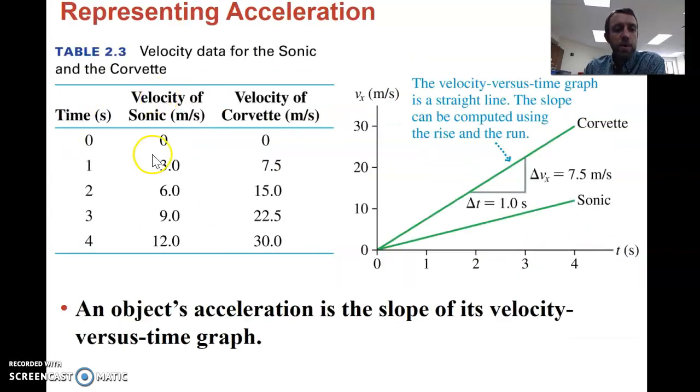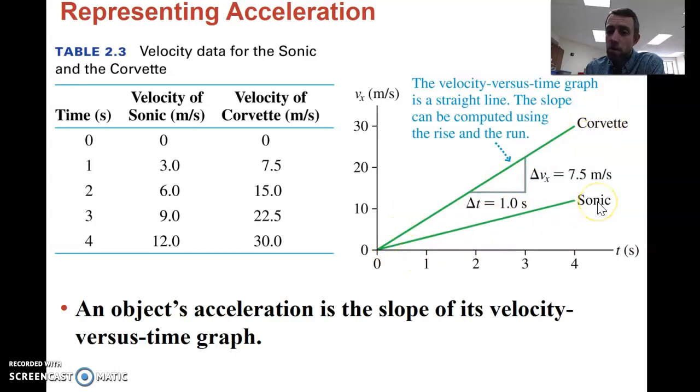All right, so we can put this data in a graph. We can see that each second, the increase in the velocity of the Sonic and the Corvette, we can put that on a graph. So we have the Corvette with a steeper slope. Remember, the slope is the acceleration. So a higher acceleration than the Sonic.